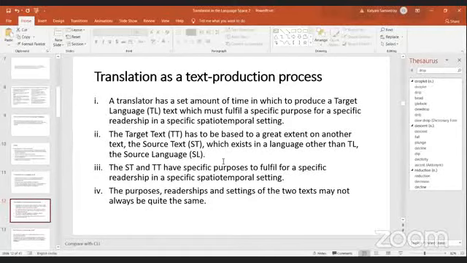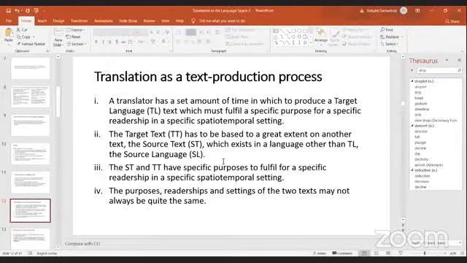Then the target text has to be based to a great extent on another text, which is the source text, which exists in a language other than the target language. It exists in the source language. So there are two languages to negotiate. In the communicative approach in the present times, the first language and the second language, third language, other language, foreign language, whatever language, there is always an interaction space which is allowed.